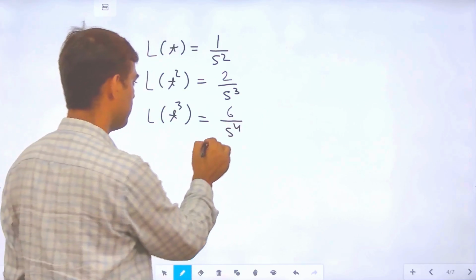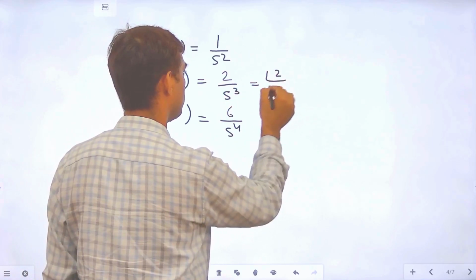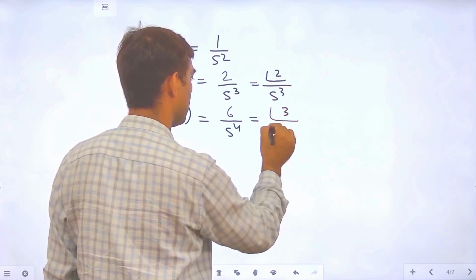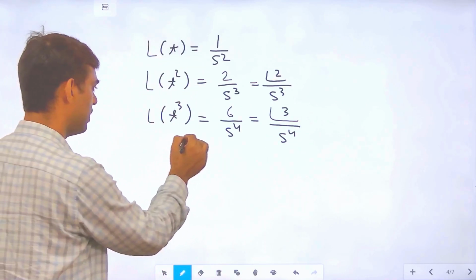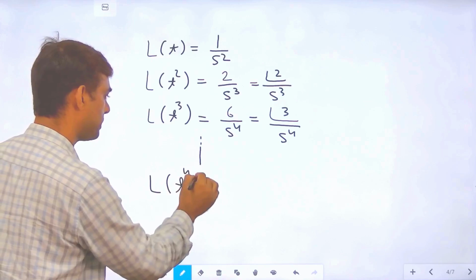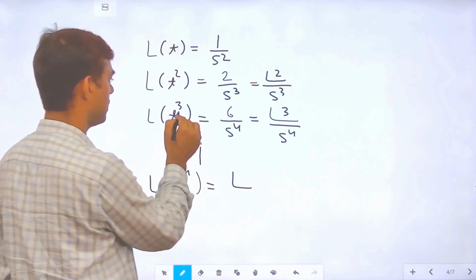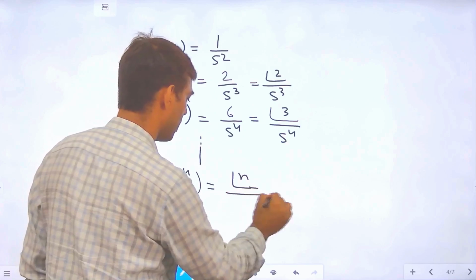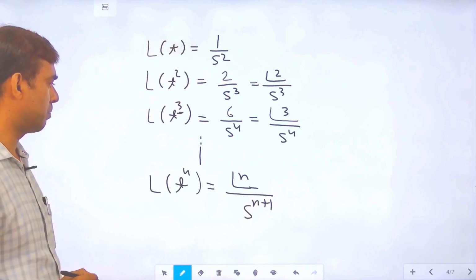So in a similar manner, this can be written as factorial 2 upon s cube, and this can be written as factorial 3 upon s to the power 4. In a similar manner, the Laplace transform of t to the power n equals what? Factorial n, because if there is a 3, then factorial 3. Factorial n upon s to the power n plus 1.